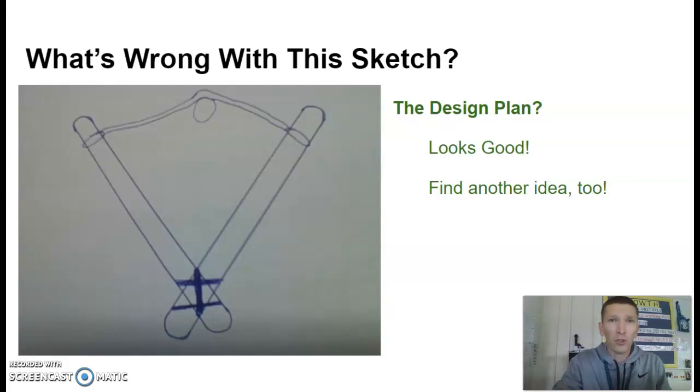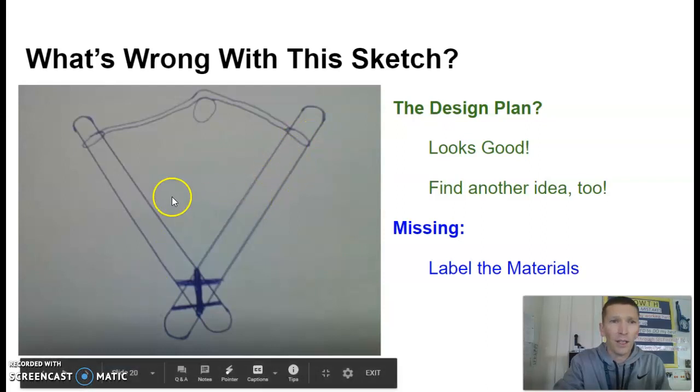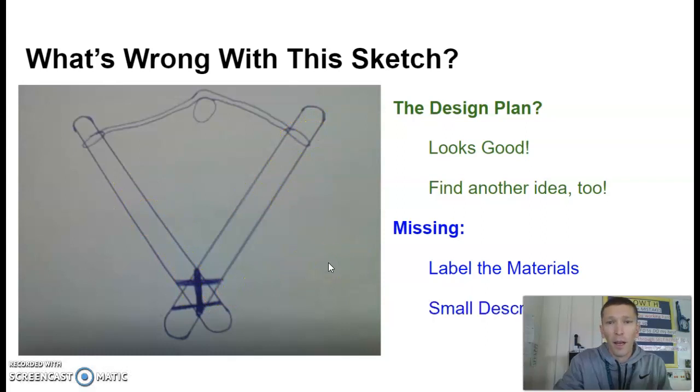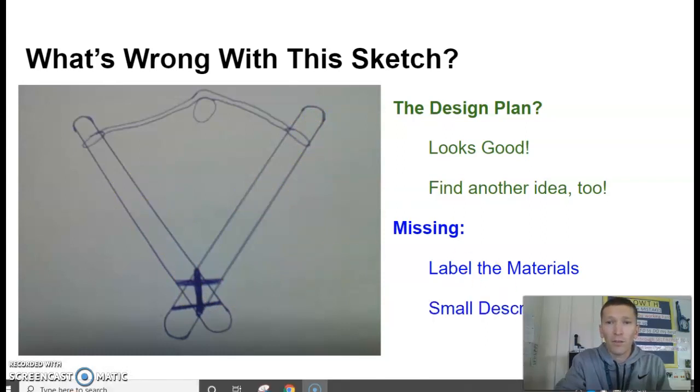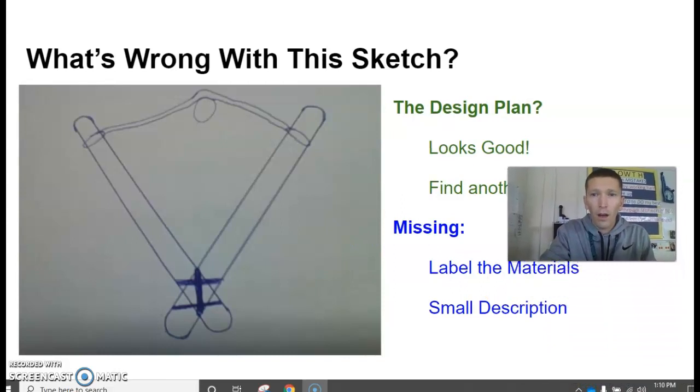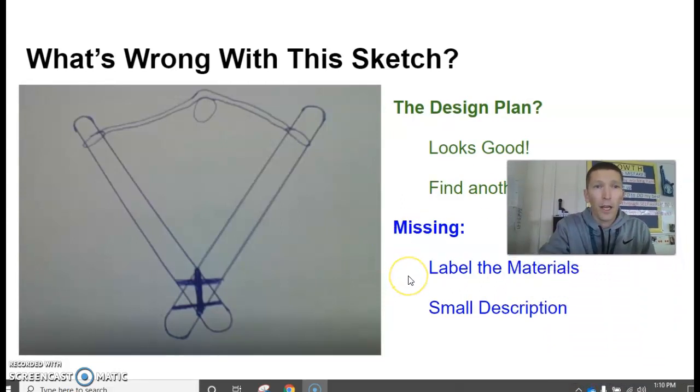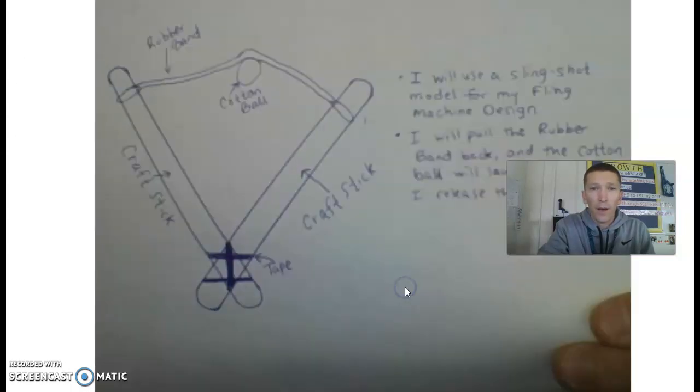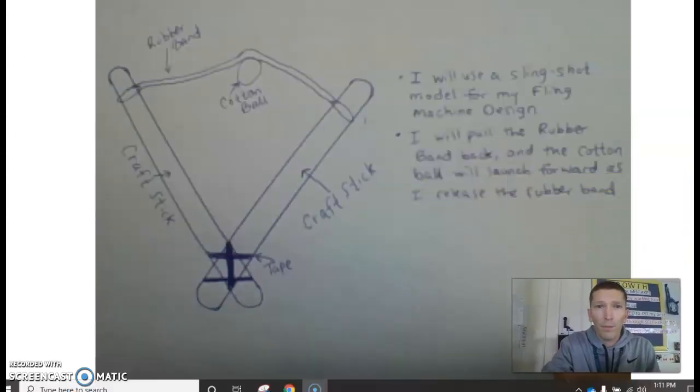But as far as the actual sketch here, it's missing a few things. So first, it's missing the labels because I have to know what each part is. What is this right here? What is this right here? I need to know what all that is. Then I need to have a small description of how it's going to be operating, and I don't have that yet. I'll need to add that in. Once I do that, this is what it'll look like.